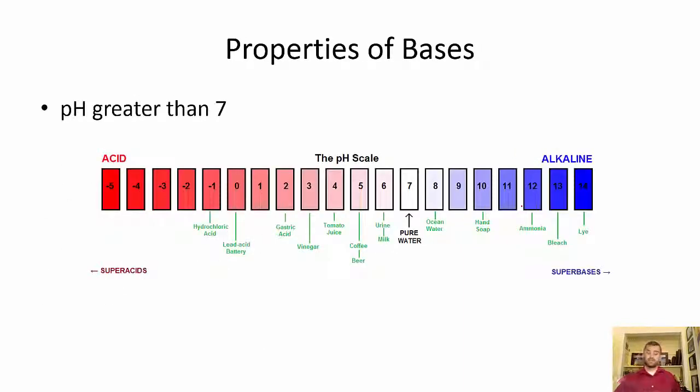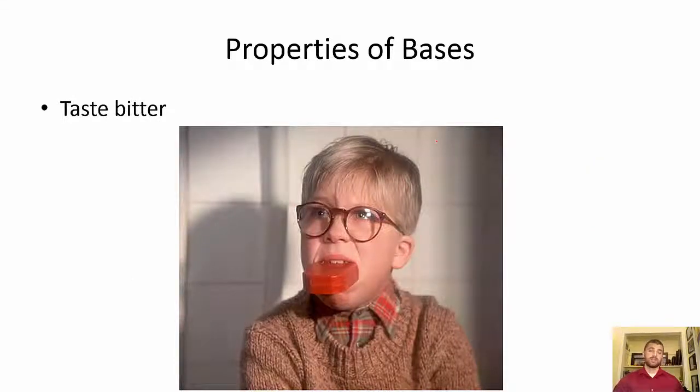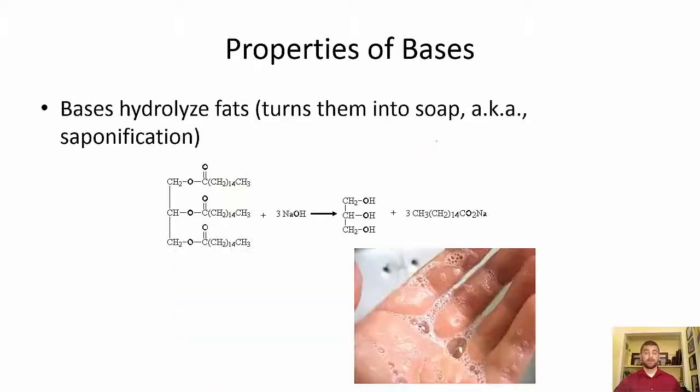Properties of bases. Bases are the opposite of acids in a lot of ways. One being they have pH of greater than 7. So bases have pH greater than 7. They also taste bitter. I've never had the soap treatment because I was a perfect child growing up. But soap tastes bitter. If you don't believe me, lick a bar of soap. I guess don't do that though. It's probably not a good idea. But they taste bitter. All right.